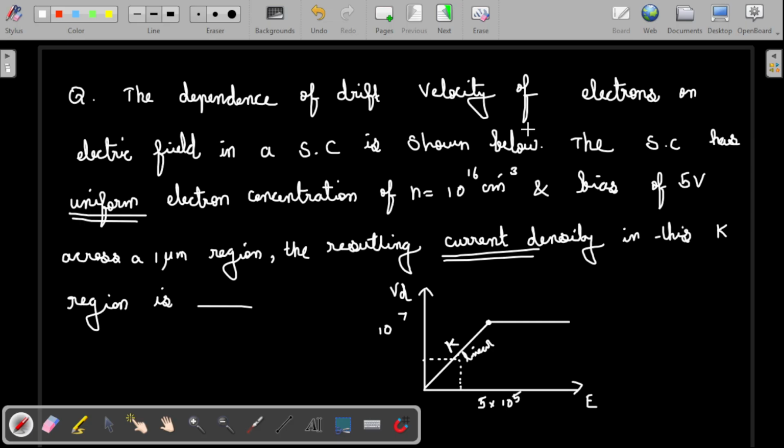The dependence of drift velocity of electron on an electric field in a semiconductor is shown below. The semiconductor has uniform electron concentration of n into 10 power 16 and bias of 5 volt across 1 micrometer region, resulting current density in the region K. So this is a linear region. This is the question that I asked. So let's try to solve it. Pause the video and try to answer it. If you are able to get the answer, please post in the comment section and cross verify your knowledge.